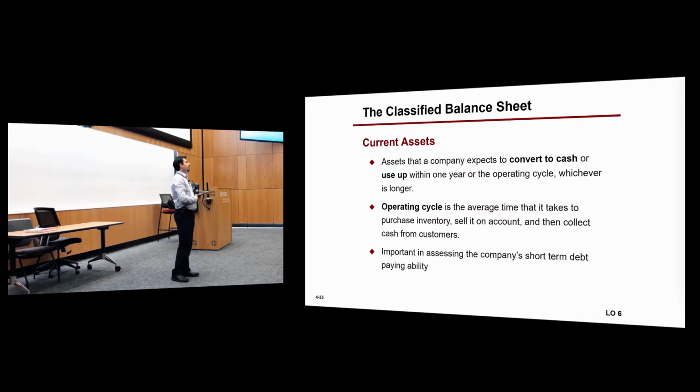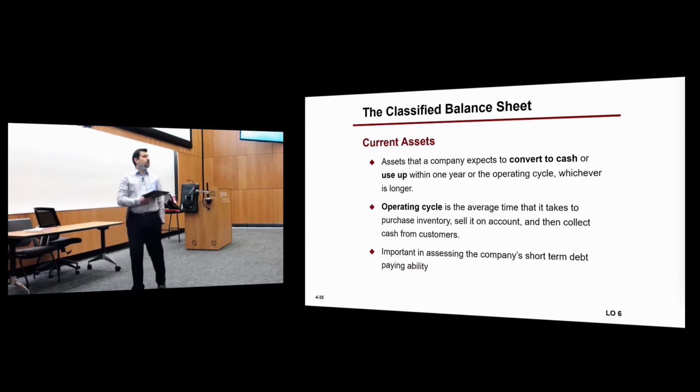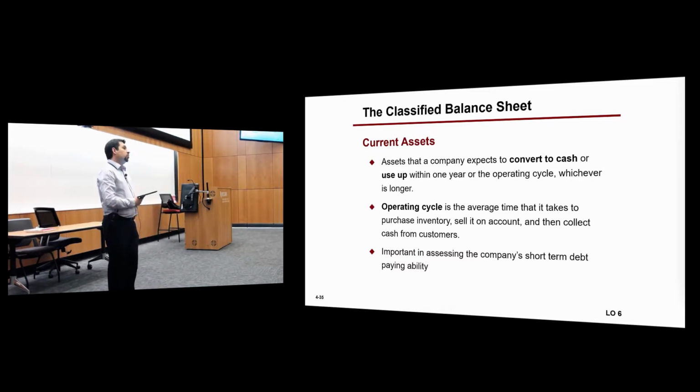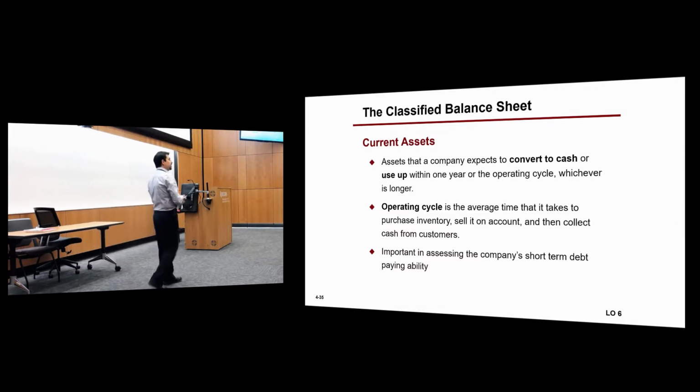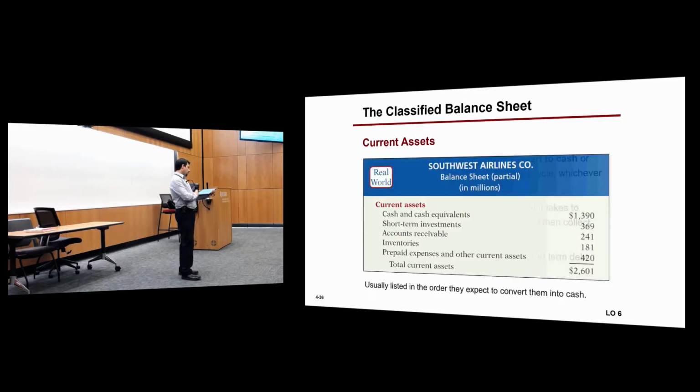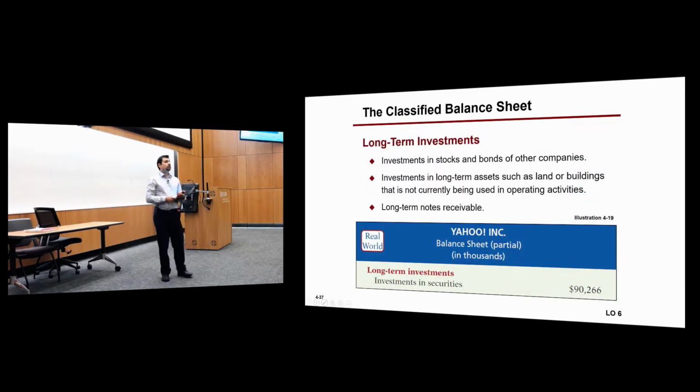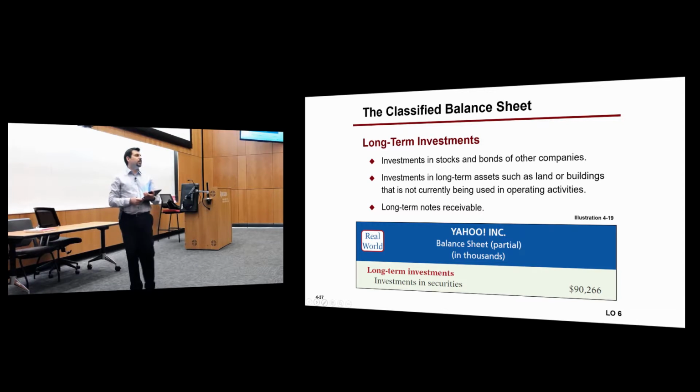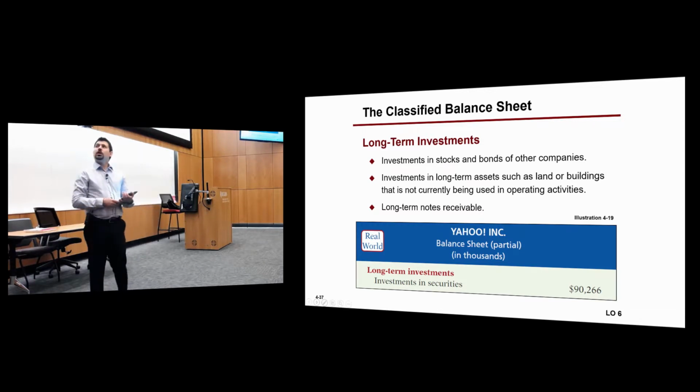Okay? So can they meet their debts? This is actually called the liquidity of the company. If the company has more current assets than current liabilities, it means they can pay their debts in the upcoming year. And again, they are listed in the order of liquidity, which means in the order they are expected to be converted to cash. Long-term investments.